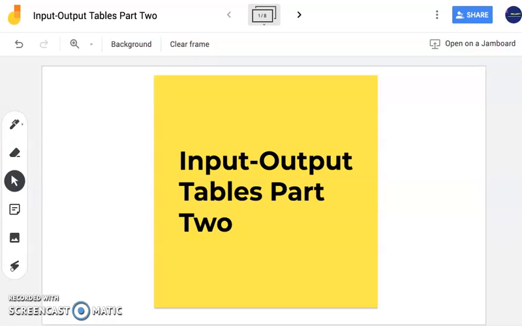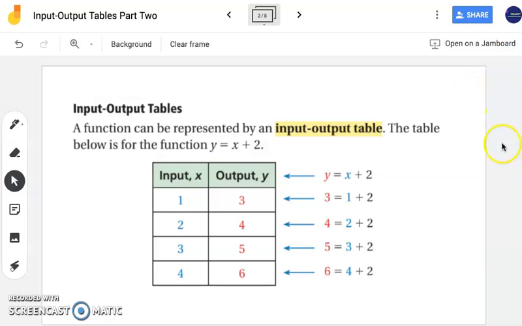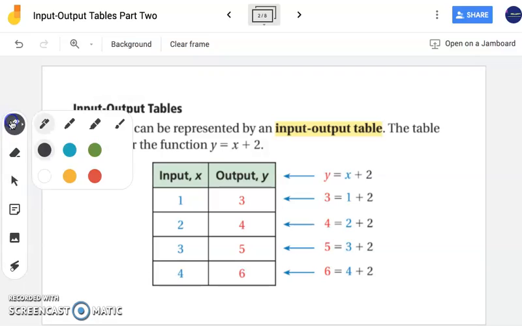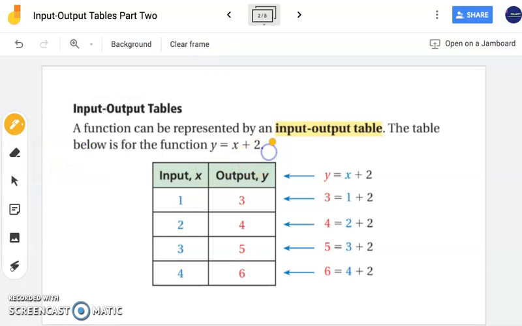Hello, today we're going to continue reviewing input-output tables. As a reminder, we use an input-output table to describe a function. The table below is for the function y equals x plus 2. Now notice y equals x plus 2 is our equation to describe this input-output table.